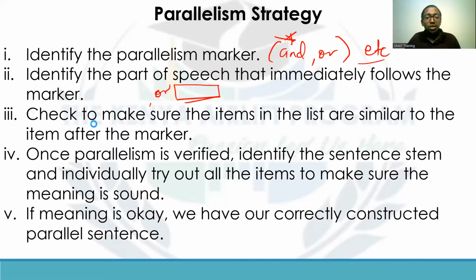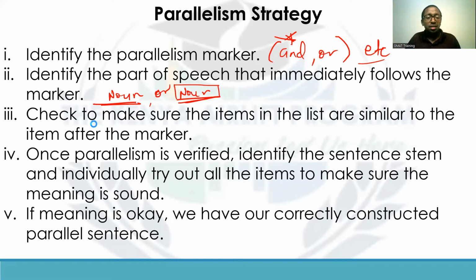Once you identify that, check to make sure that the items in the list are similar to the item after the marker. If you find it's a noun, make sure that whatever list is here is also a noun. Then once parallelism is verified, so you've verified that these are similar, identify the sentence stem and individually try out all the items to make sure that the meaning is sound.